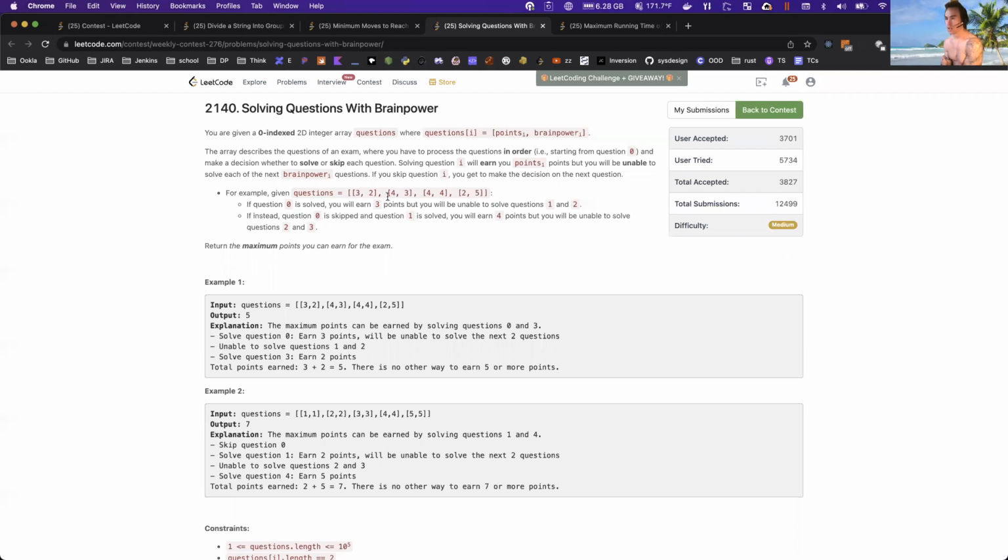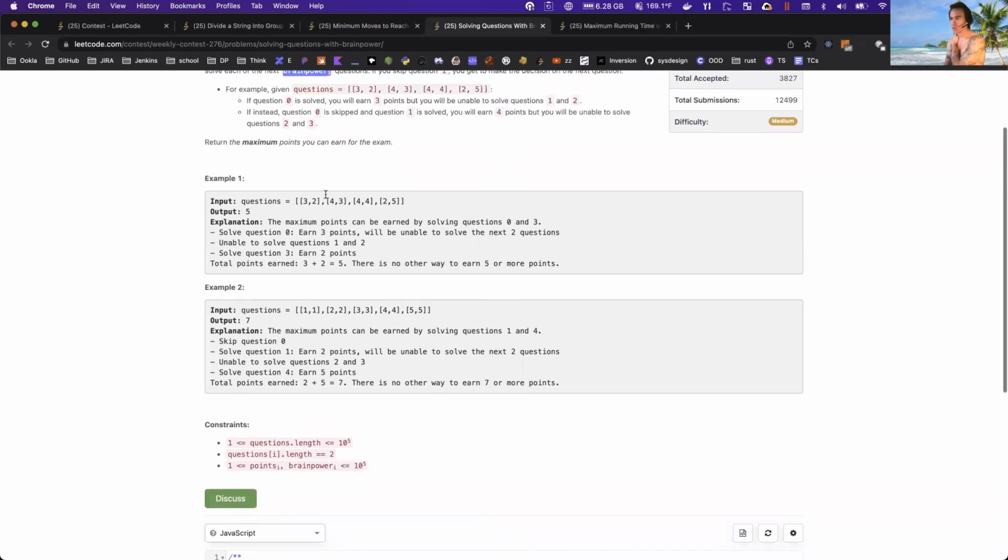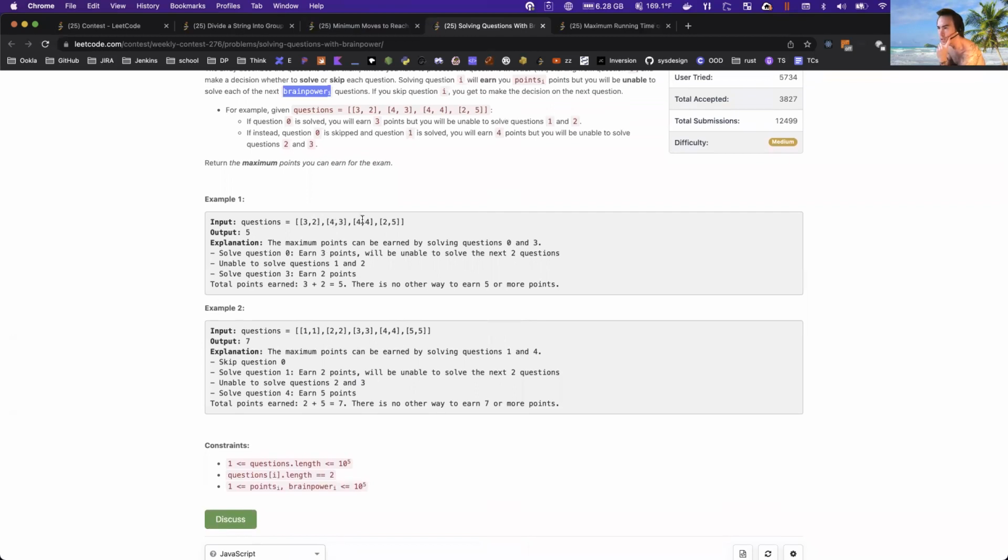For question zero, if solved, you earn 3 points, but you have to skip the next two. Instead, if you skip question zero and you solve question one, you earn 4 points, but have to skip the next three. Solving questions zero and three, zero, one, two, three. Okay, do that one, you can skip the next two.